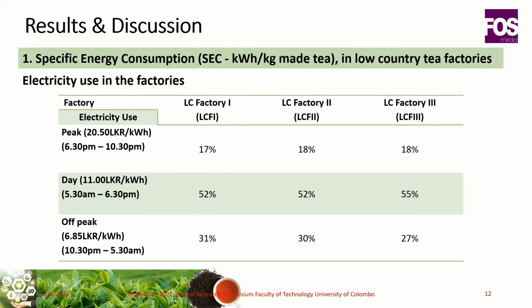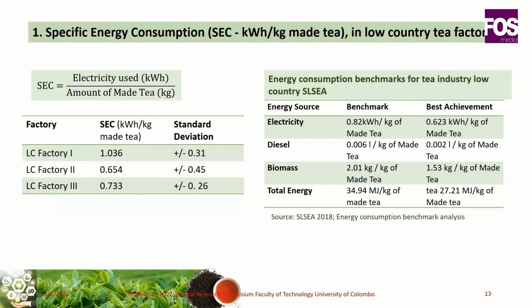Results and discussions. For the first objective of specific energy consumption, firstly, we calculated the electricity use in the factories. According to that, in the day phase, the highest energy consumption was recorded in all three factories. And also, the off-peak consumption is higher than the peak consumption. But most of the factory operations have been taken at the day phase.